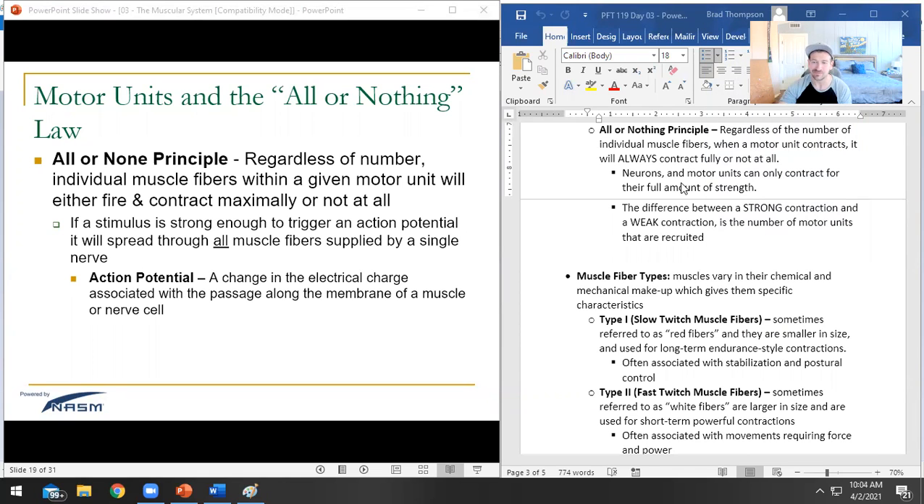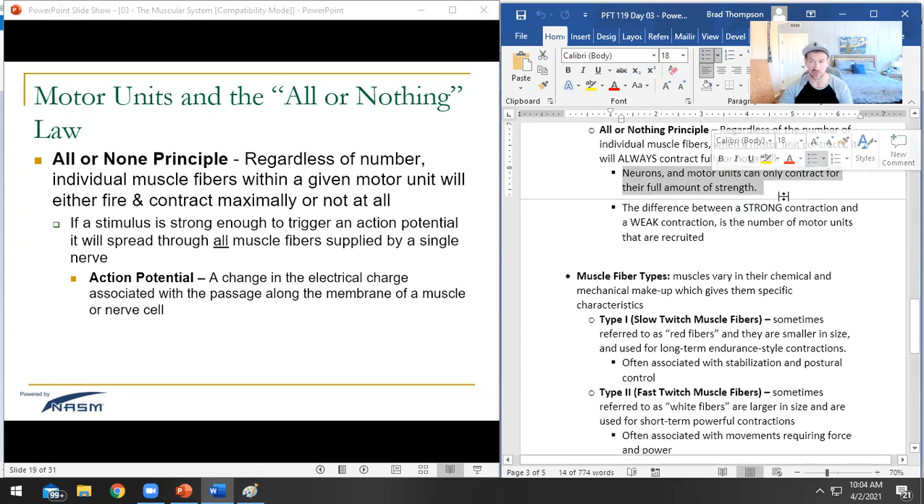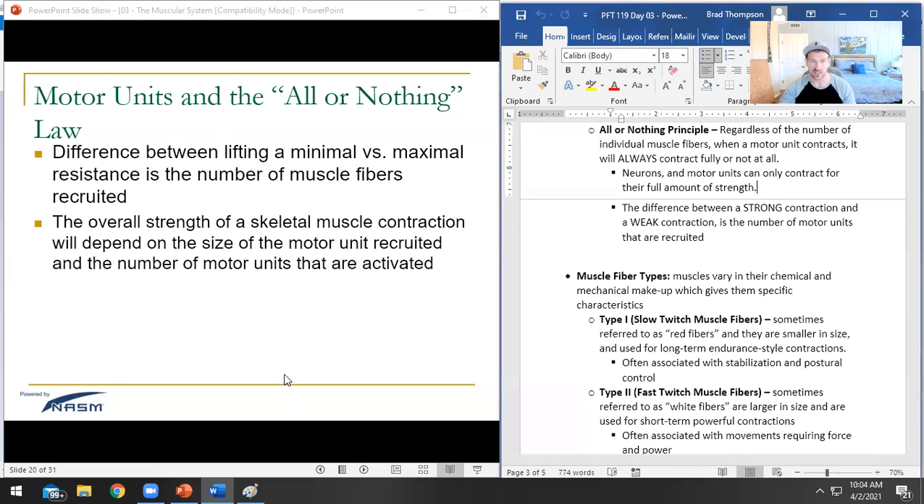So fun. So that all or nothing principle is what we need to remember. Regardless of the number of muscle fibers, when a motor unit contracts, it always contracts as hard as it can, right? Neurons and motor units can only contract for their full amount of strength. So the difference between a strong contraction and a weak contraction is the number of motor units required. Okay, so that's actually what's kind of interesting.